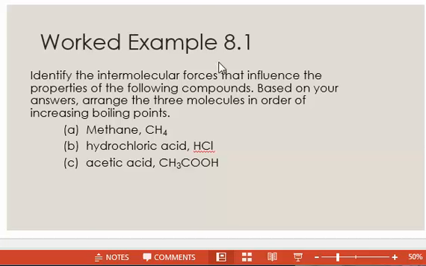Let's look at worked example 8.1. Identify the intermolecular forces that influence the properties of the following compounds. Based on your answers, arrange the three molecules in order of increasing boiling points.